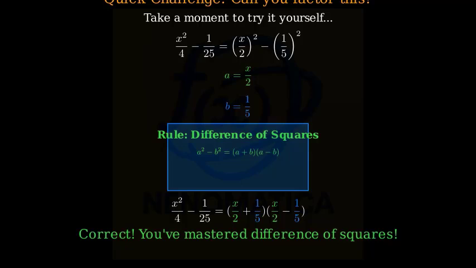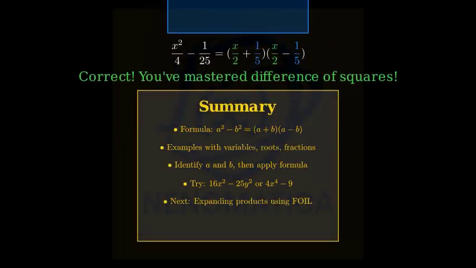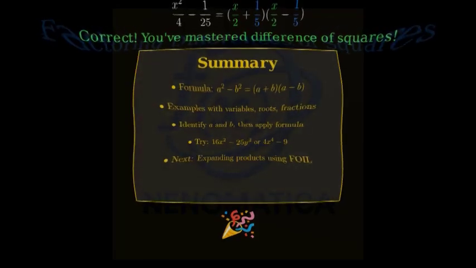For practice, try factoring expressions like 16x squared minus 25y squared or 4x to the fourth power minus 9. In our next lesson, we'll explore the reverse process, expanding products using FOIL. Feel free to practice these problems and ask questions if you need help.